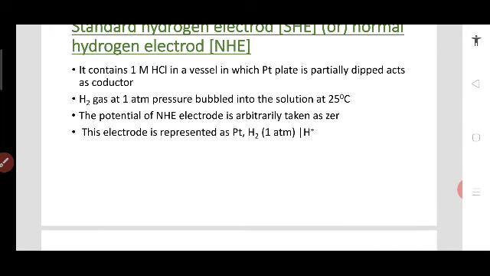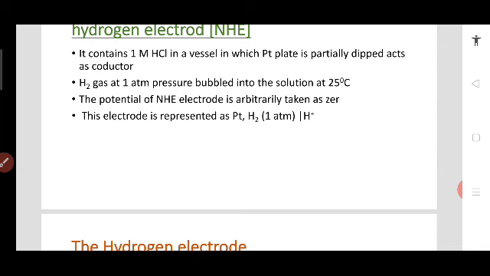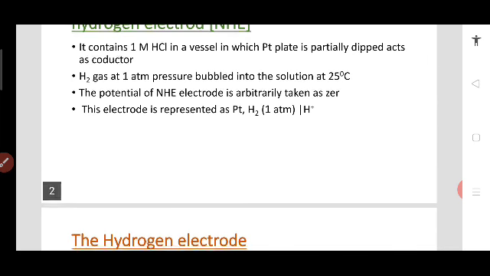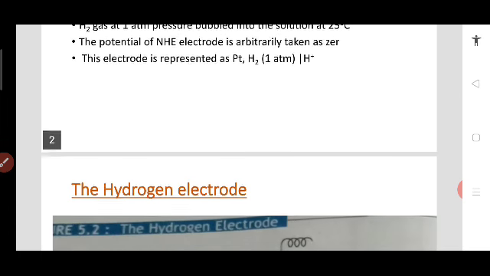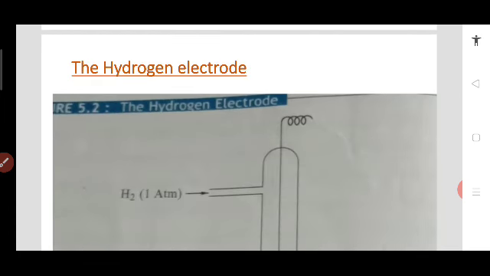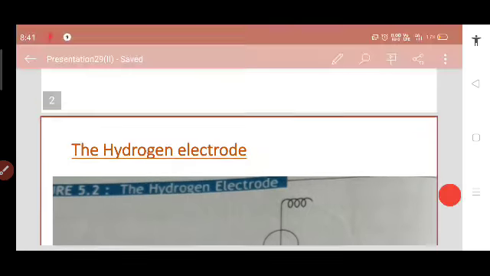This electrode is represented as Pt, H2 in brackets 1 atmospheric pressure, oblique H plus. H2 is a gas, that's why you maintain the 1 atmospheric pressure in the bracket. Why H plus? Because it gives the H plus ions. That is the representation of the electrode.